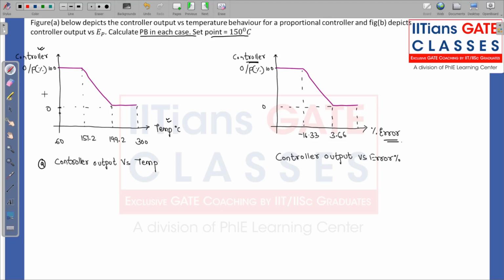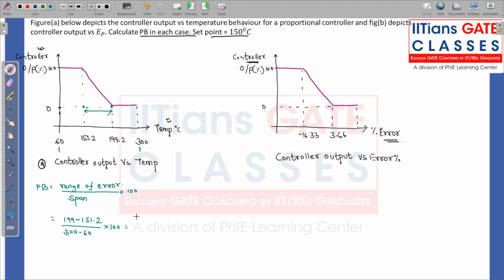So let us try to calculate proportional band using figure A. We know that proportional band is range of error divided by full span into 100. So range of error: set point is 150, and you can see the range of error is this one. So range of error is 199.2 minus 151.2, divided by span. What is my span? Span is the total range of output that we can have. So that is 300 minus 60, into 100.